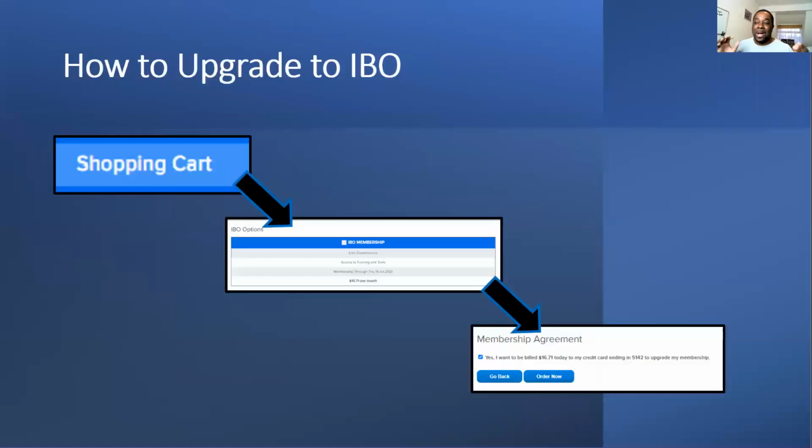All right, so upgrading to IBO. If you're not an IBO already, you're still a customer. I always say, okay, when is the best time to upgrade? Now, I have many people do it in many different ways. I'll talk about my experience.